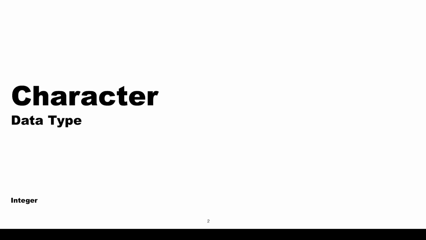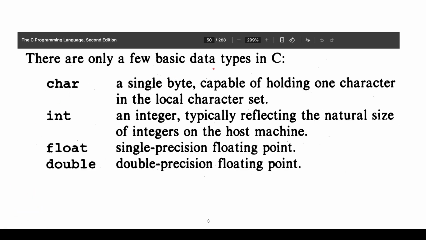So let us learn about the character data type in C programming language. Character is essentially a 1 byte integer where every integer is mapped to the host machine's local character set. As we have already discussed, these are the few basic data types in the C programming language. This char data type represents a single byte, and in a single byte we have 8 bits. That means we can represent 8 bits of information in a single byte.